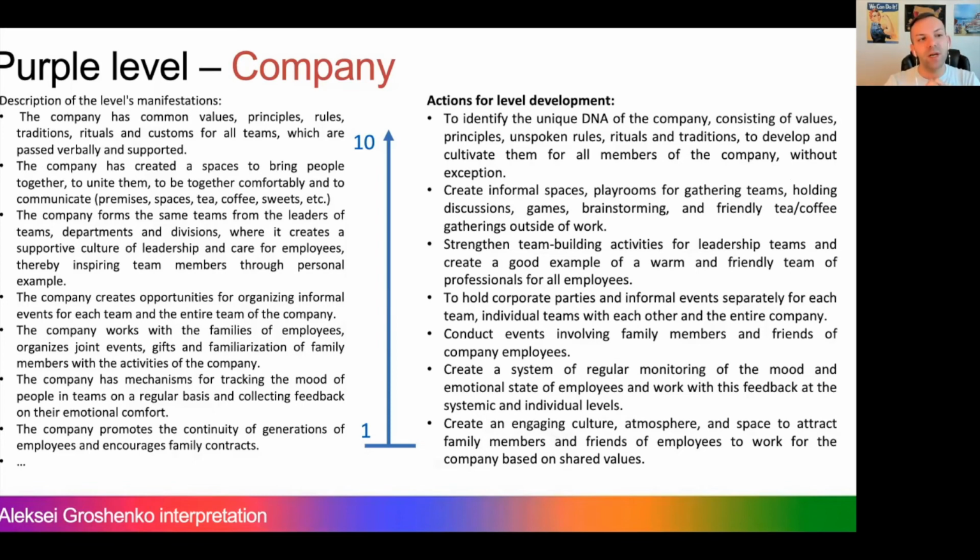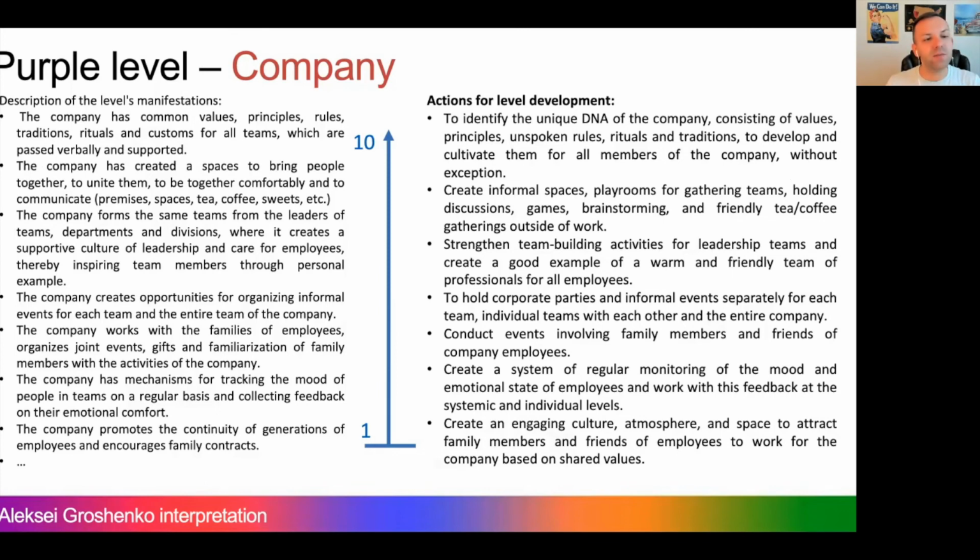That's very important. Departments and divisions create a supportive culture of leadership and care for employees, thereby inspiring team members through personal example. So the team of leaders shows a great example on the purple level of how they can be together, and they have their great team, and the team members can copy that. The company creates opportunities for organizing informal events for each team and the entire company. So each team has a special opportunity for events across the company.